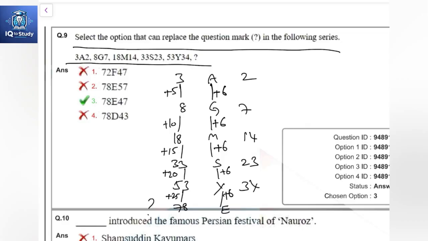And here 2 plus 5 is 7, 7 plus 7 is 14, 14 plus 9 is 23, 23 plus 11 is 34. Here the pattern is like increasing plus 2. So here 34 plus 13 which is 47. So the answer is 78E47, option 3.